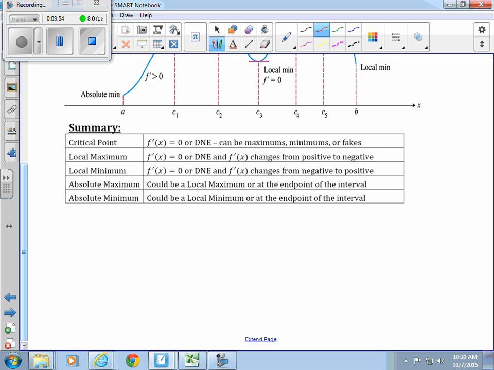I hinted at this already when we looked at horizontal tangents, but it really is amazing that you can find maximum and minimum values by hand without having to use your calculator.